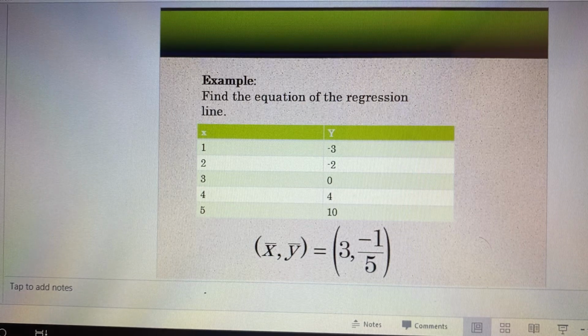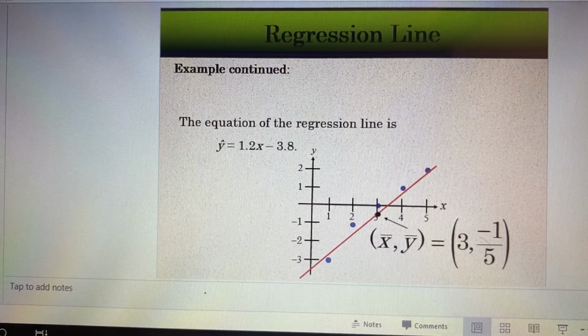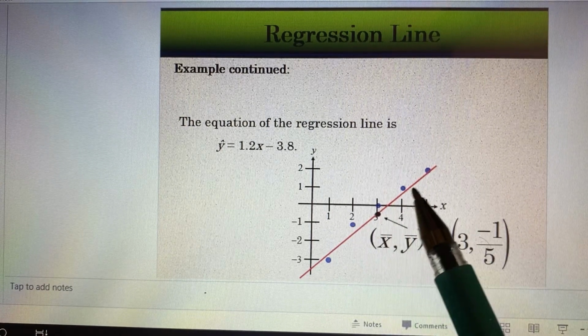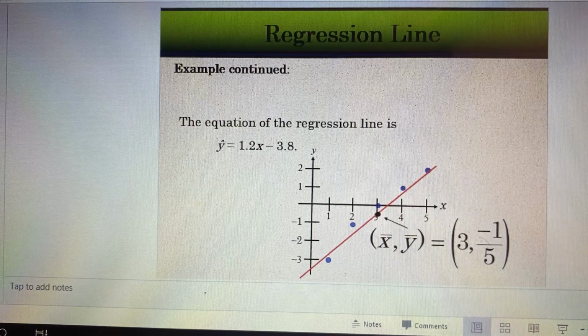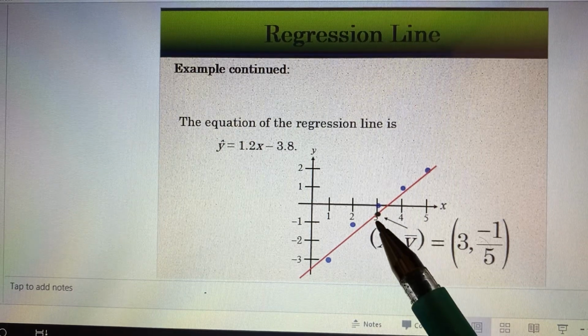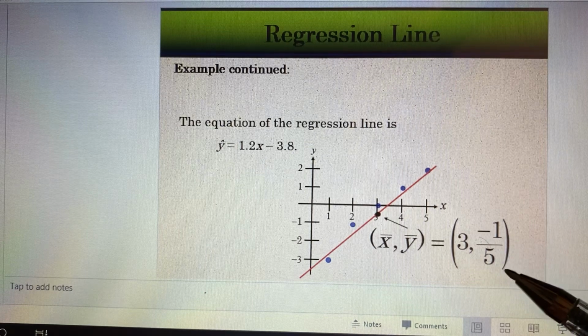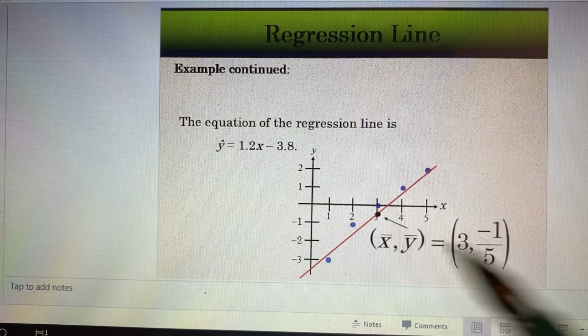Okay, so on the next slide, we plot those 5 points. Here's a point, here's a point, here's a point, here's a point. Here's a point. The red line is your regression line, or the line of best fit, the line that goes the best through those points. You can see we have x bar, y bar, 3, negative 1/5 is a point that is on the red line.